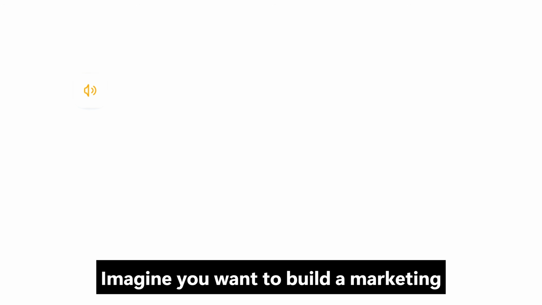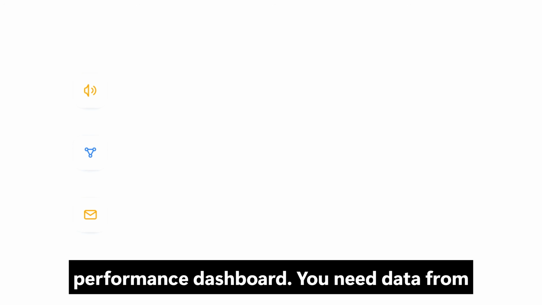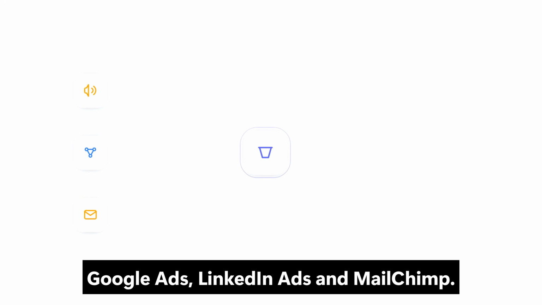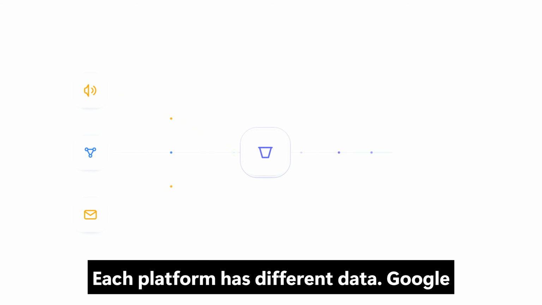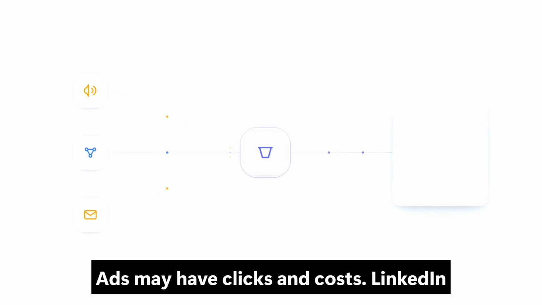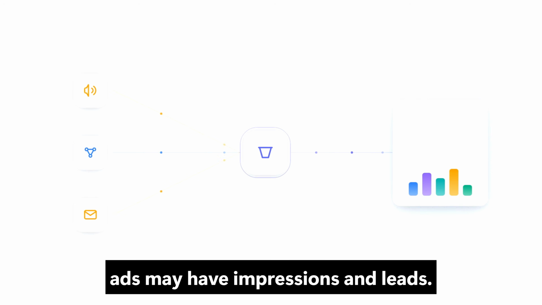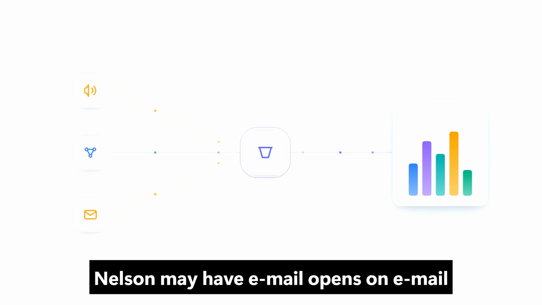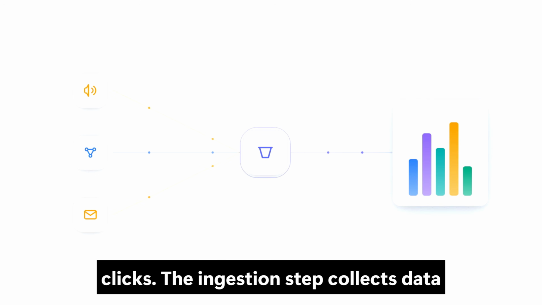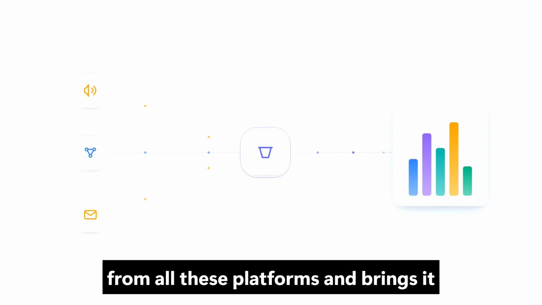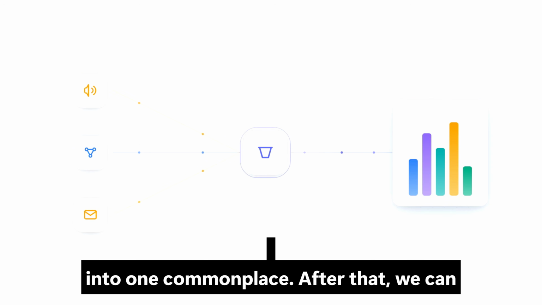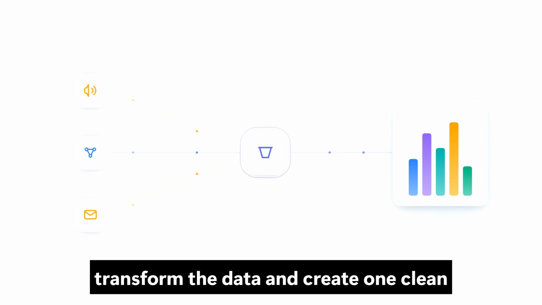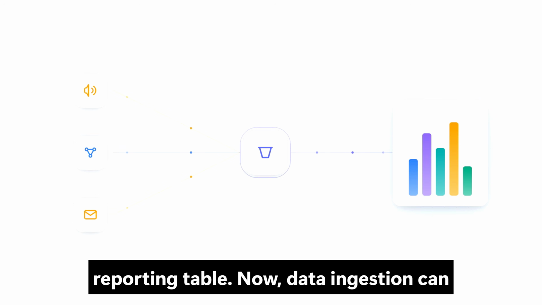Imagine you want to build a marketing performance dashboard. You need data from Google Ads, LinkedIn Ads, and Mailchimp. Each platform has different data. Google Ads may have clicks and costs, LinkedIn Ads may have impressions and leads. Mailchimp may have email opens and email clicks. The ingestion step collects data from all these platforms and brings it into one common place. After that, we can transform the data and create one clean reporting table.